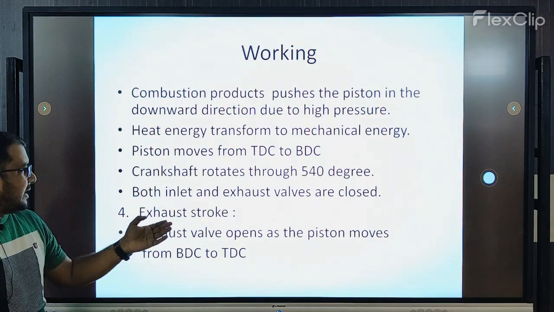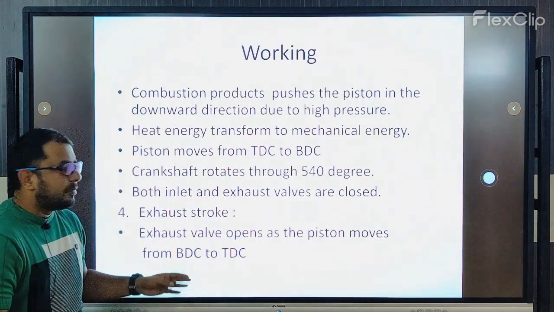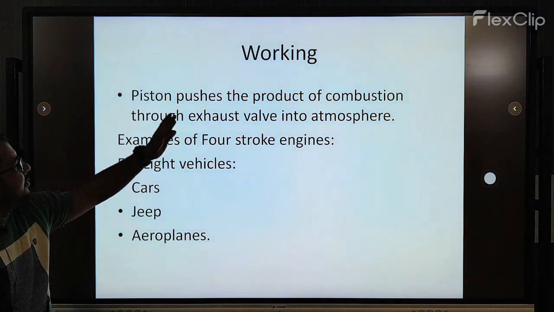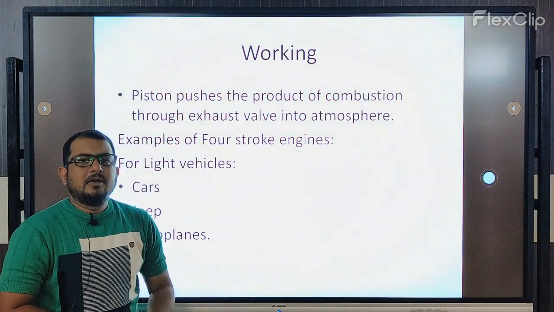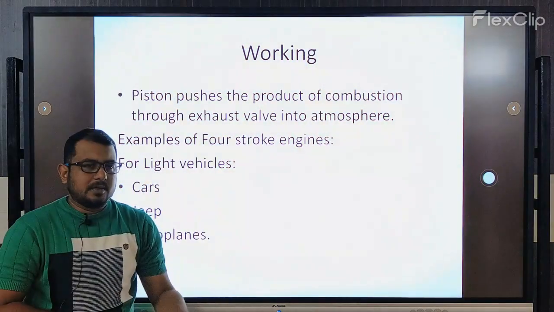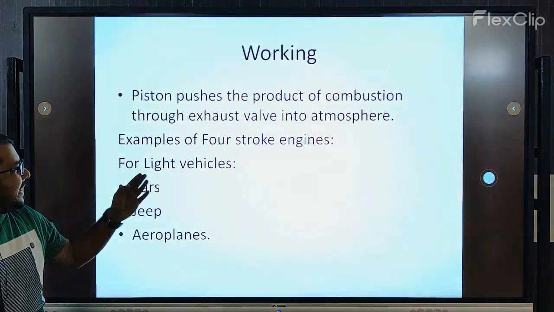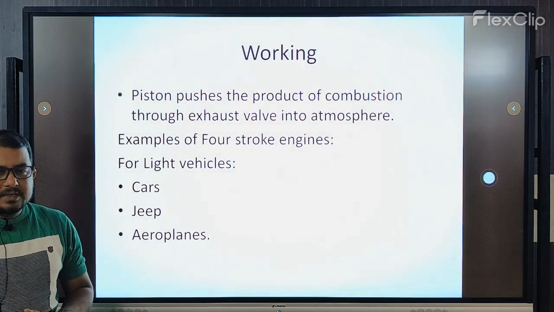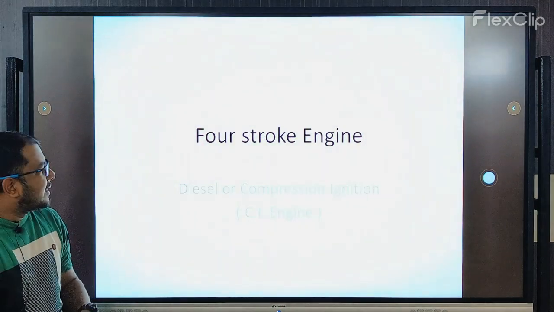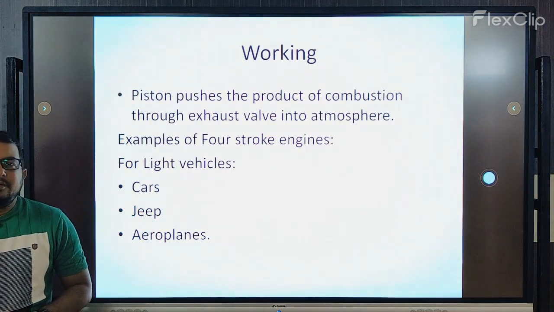The fourth stroke is the exhaust stroke. The exhaust valve opens as the piston moves from bottom dead center to top dead center, due to which the piston pushes the waste gases through the exhaust valve into the atmosphere. Examples of 4-stroke engines for light vehicles are what we are using: our cars, jeeps, aeroplanes and our bikes. So this completes our 4-stroke SI engine.